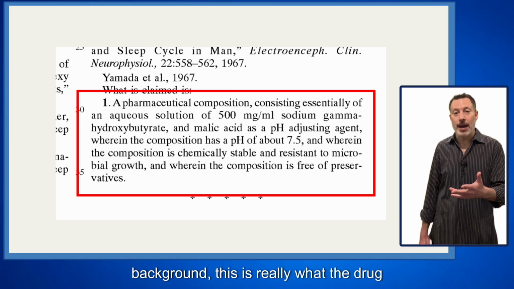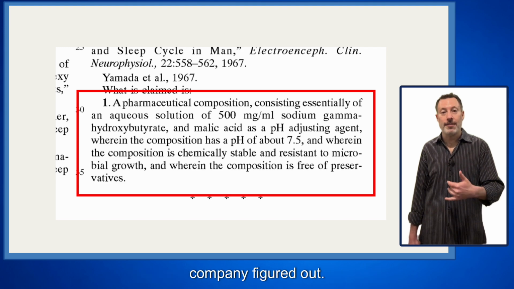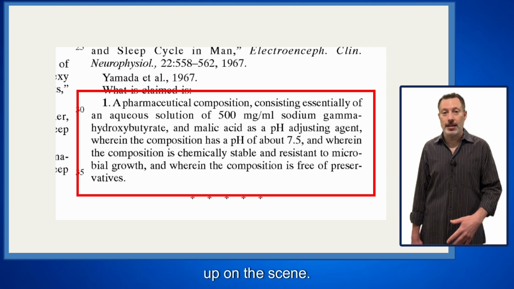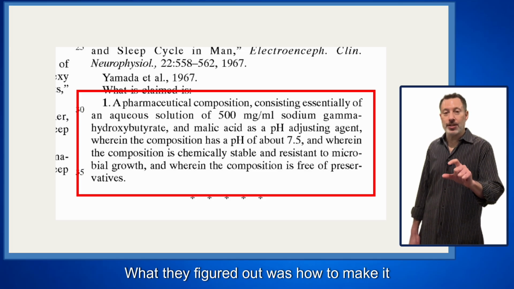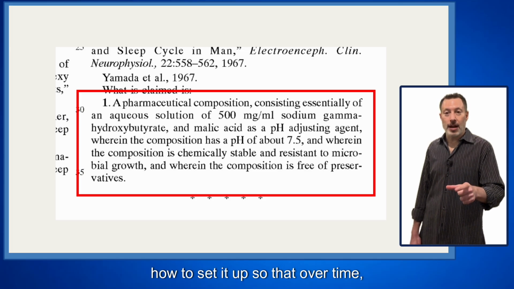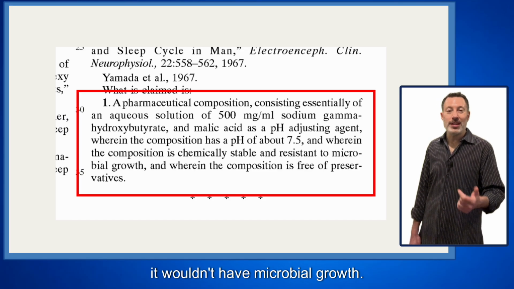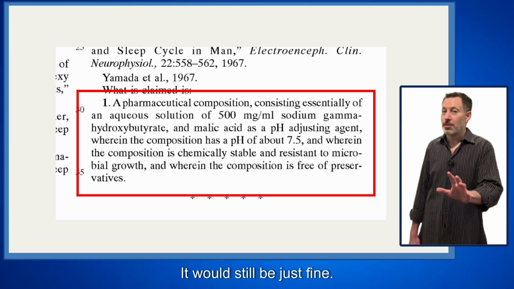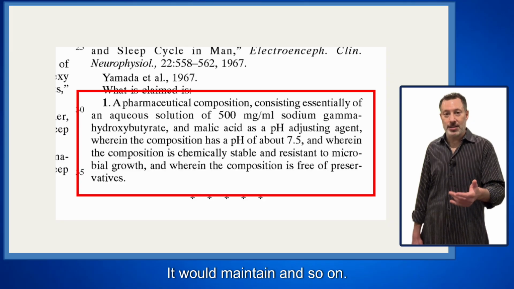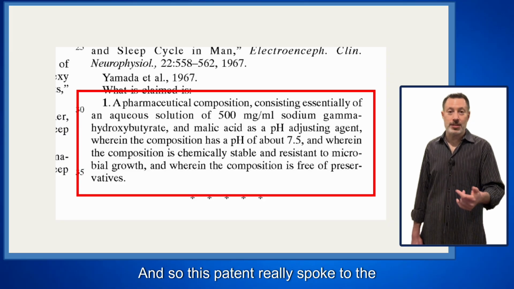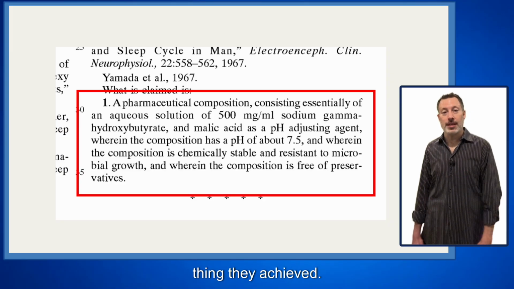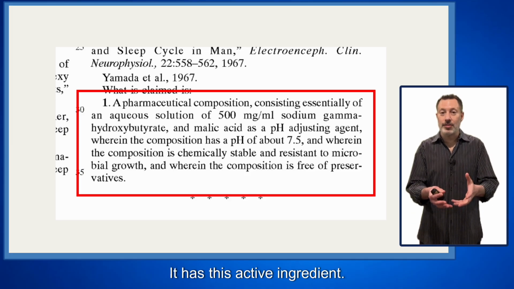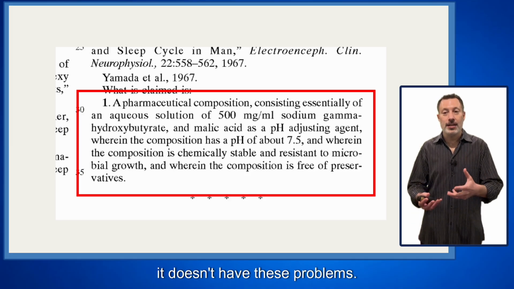And again, just to give you some background, this is really what the drug company figured out. We already knew about GHB when they showed up on the scene. What they figured out was how to make it shelf stable, how to set it up so that over time it wouldn't have microbial growth. And over time you wouldn't need to use preservatives, it would still be just fine, it would maintain and so on. That's really what they came up with, and so this patent really spoke to the thing they achieved. It's a pharmaceutical composition, it has this active ingredient, and looky here, it doesn't have these problems.